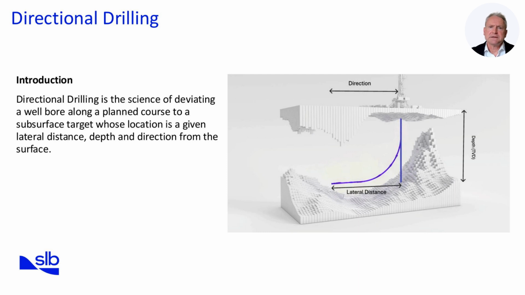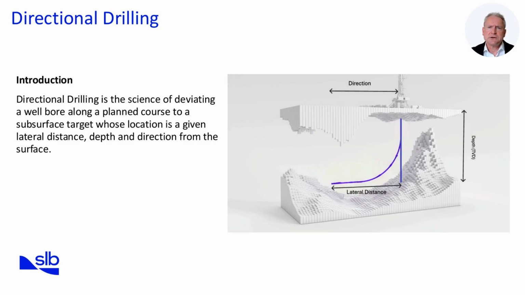Directional drilling is the controlled deviation of a well bore to reach a target that is not directly beneath the rig. This technology enhances reservoir access, improves production, and minimizes environmental impact. It is the science of deviating a well bore along a planned course to a subsurface target whose location is a given lateral distance, depth, and direction from the surface.